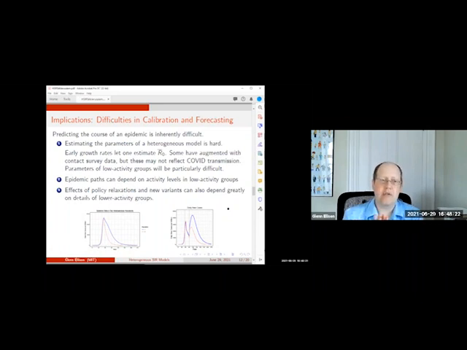What happens later in an epidemic often depends on the people who are in the medium activity groups, not the high activity groups that are getting completely burned through. And so it's hard to tell unless you can estimate those parameters that are hard to estimate.